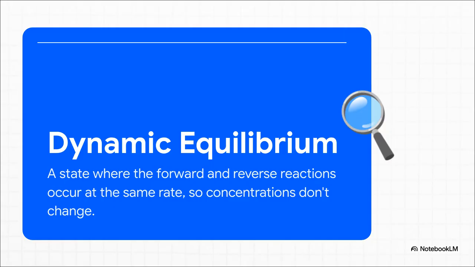And that brings us to the textbook definition. Dynamic equilibrium is simply that point where the forward reaction, so reactants making products, is happening at the exact same speed as the reverse reaction. The dance of molecules is just perfectly in sync.